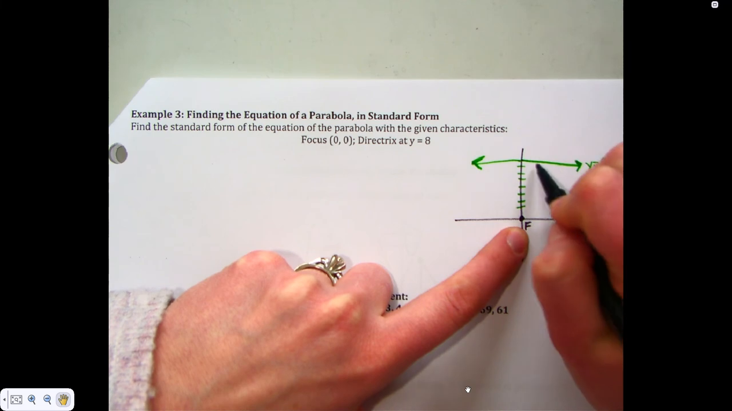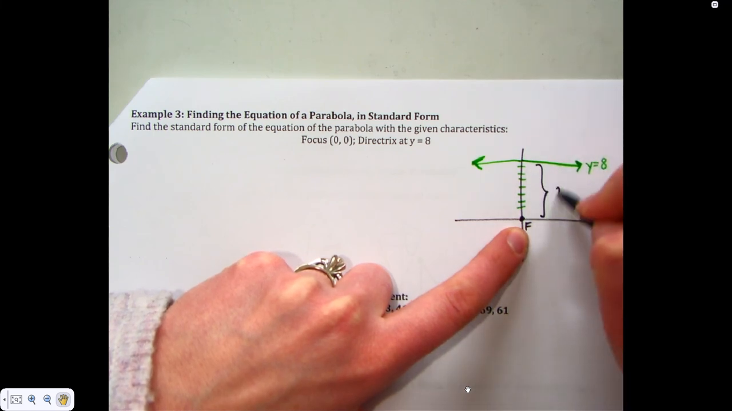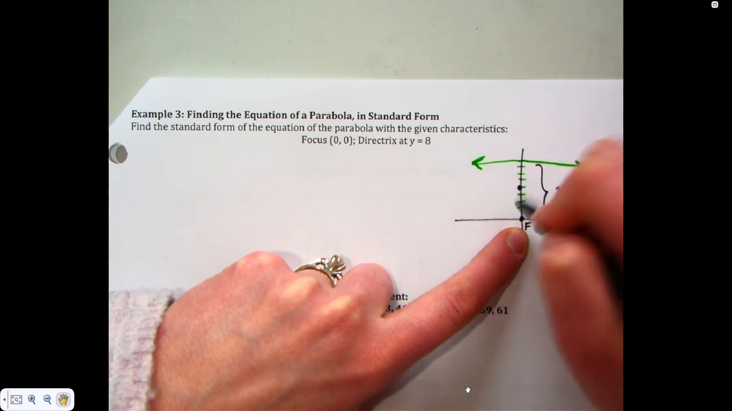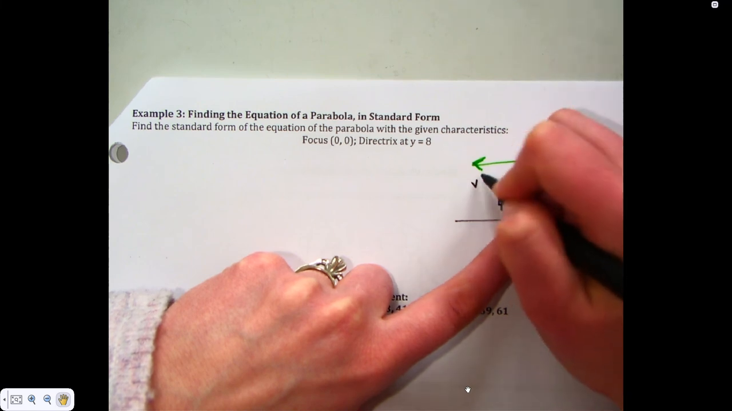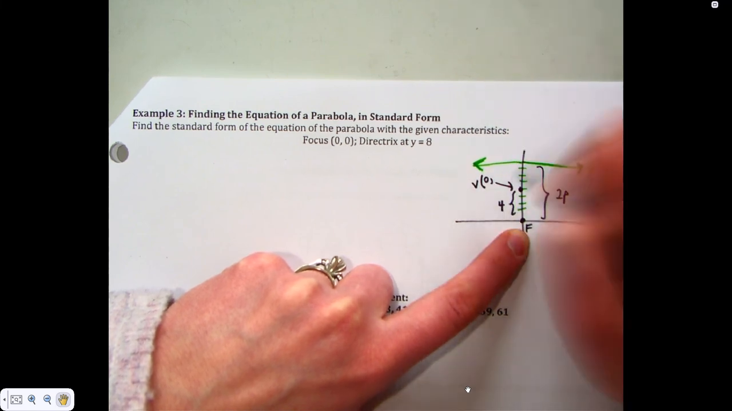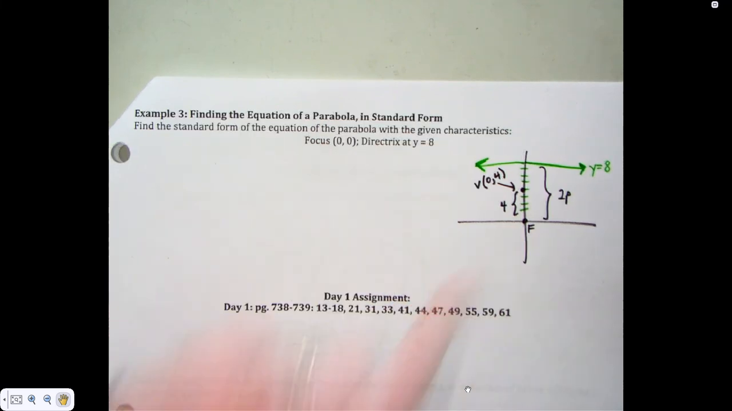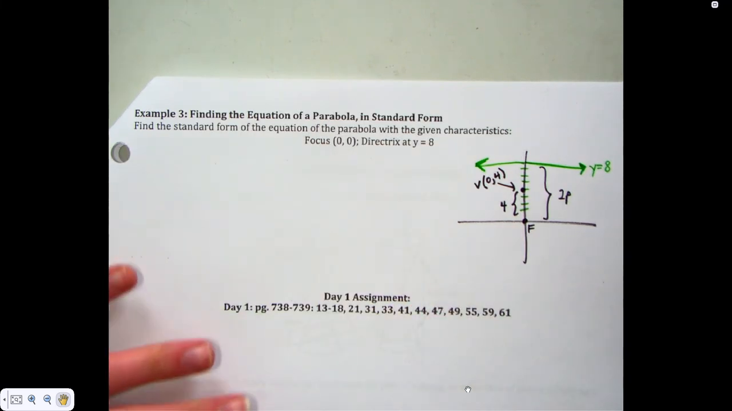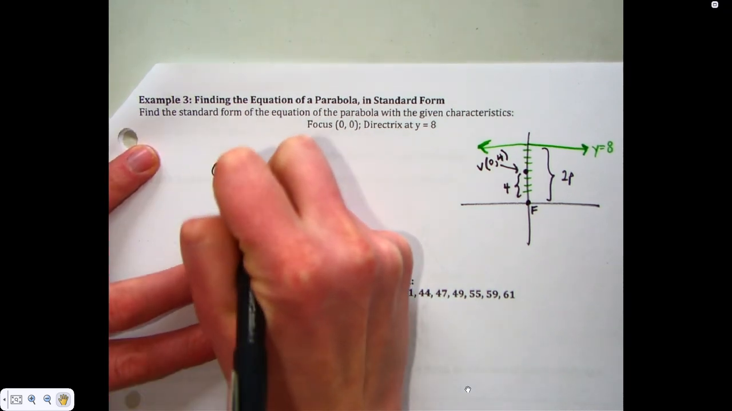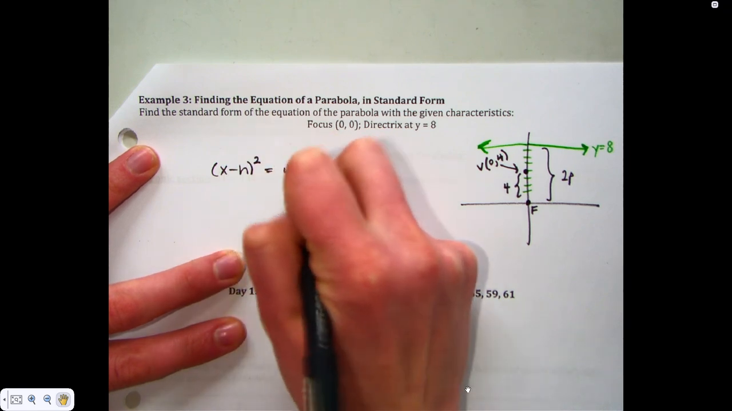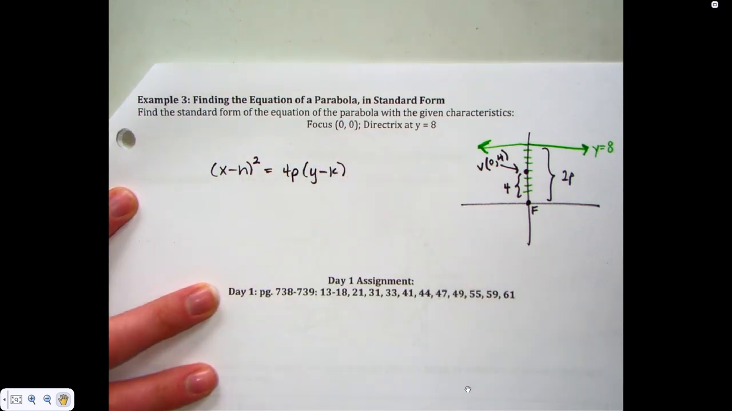So if I have a total of 8 units here, or you can think of it as 2p if you want, then I need to divide it in half. And so my p-value is 4. That means that my vertex is going to be living over 0 and up 4 units. So that allows me to sort of visualize the information and think about how to create this function. It's opening down, so once again, I'll have (x minus h) squared, and I'll have my 4p times (y minus k).